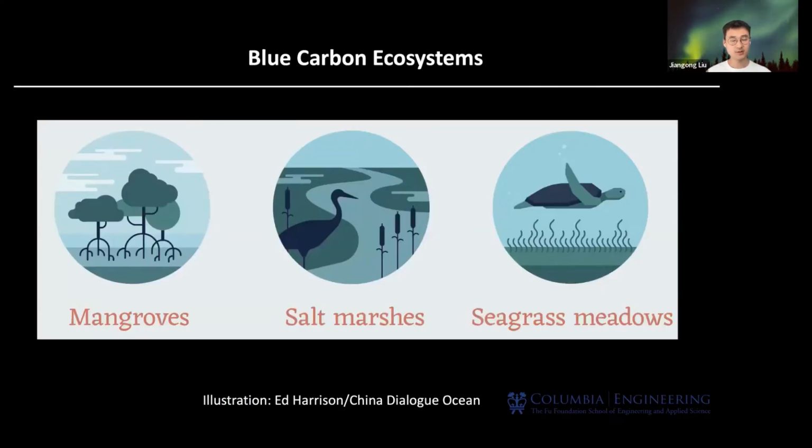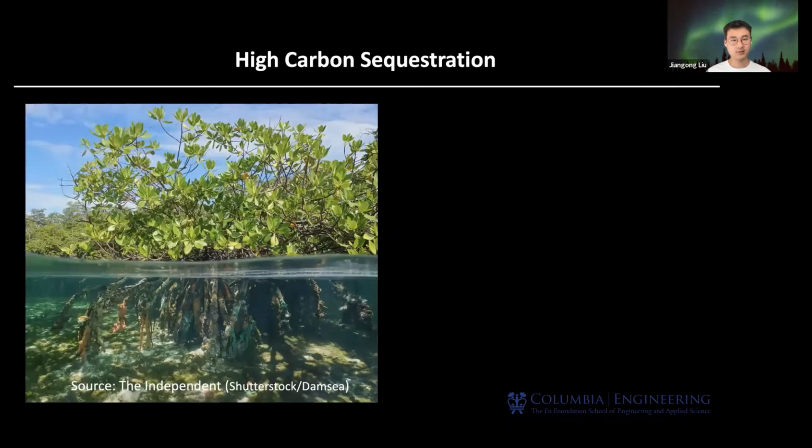For blue carbon ecosystems, we call the carbon stored in these coastal wetlands blue carbon, and there are three major coastal wetlands. We call them blue carbon ecosystems, which are mangroves, salt marshes, and seagrass meadows. One of the main reasons people are increasingly interested in blue carbon ecosystems is that they have a really high carbon sequestration rate.